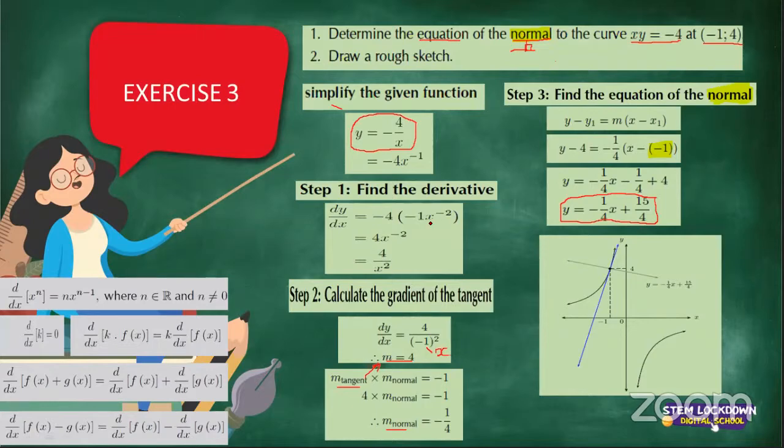Okay, so we need to revise our functions. We need to revise our laws of exponents. Like in this case, we need to know that negative times negative is positive. So you won't be given, for example, this equation. You need to know that if you have a normal, it's perpendicular to your tangent, and the product of their gradients is -1. Okay.